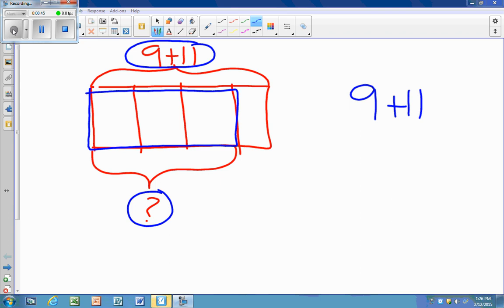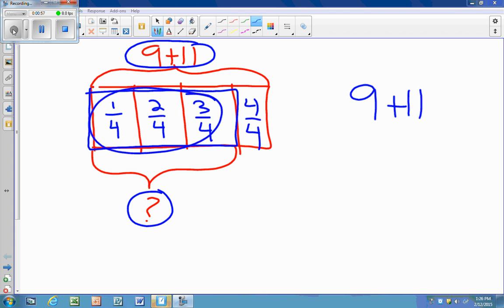And we notice that the whole thing is split into 4 pieces, but we only want to find 3 of those 4 pieces. So this is 1 piece, 2 pieces, 3 pieces, 4 pieces. And we want to find these 3 pieces. So we are trying to find 3/4 of the whole thing. So we're going to find 3/4 of, which tells me to multiply. So 3/4 of 9, the sum of 9 and 11.